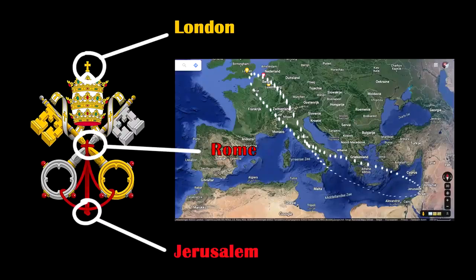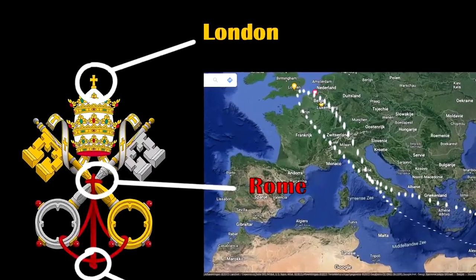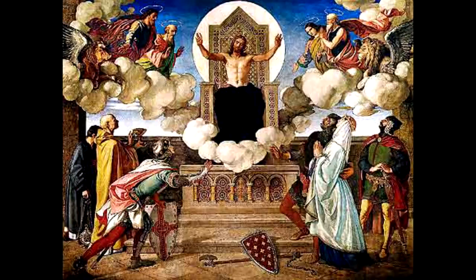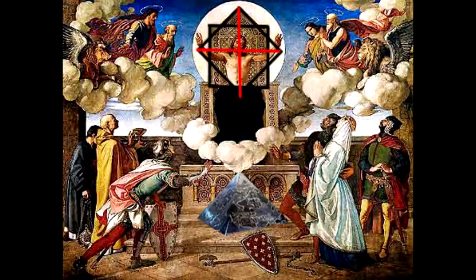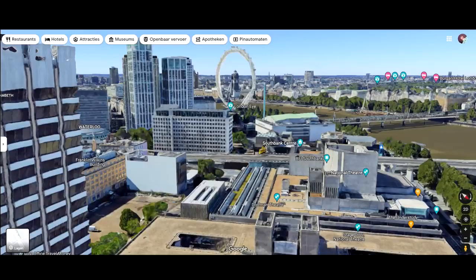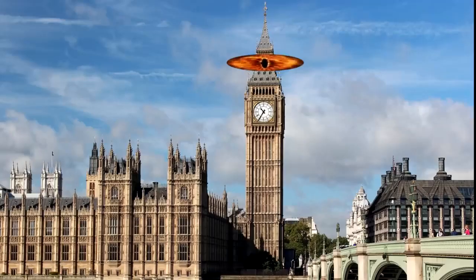Take a look again at the Vatican keys. The upper part, the cross and the crown. The cross referring to the bloodline of Jesus. And when you look through the London Eye, what do you see? You see the real eye. I see.